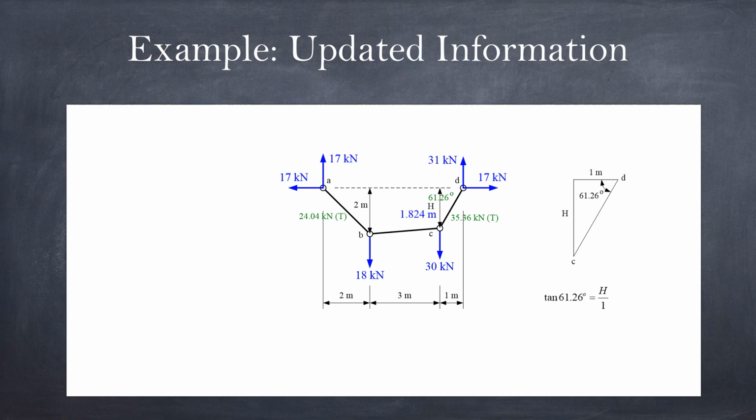Now, because we're going to move on to find cable BC, we need to know the angle. So we work with the information we already have. I'll draw a triangle on the left-hand side for BC and work out the gap between the 2 meters and the 1.824. Then I can find the angle, which this time I call alpha. This is the angle between BC and the x-axis.